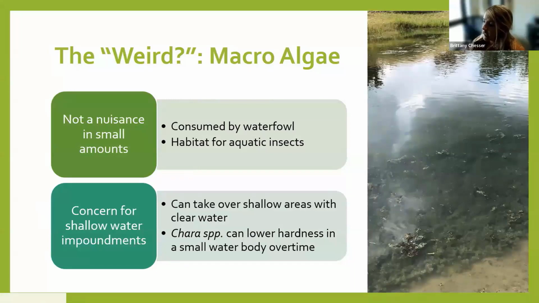Our Chara species can actually lower hardness in a very small water body over time, just because, again, they precipitate calcium out of the water column, which makes up our total hardness. And so this can be detrimental to fish populations, especially our larval fish that need high levels of total hardness and calcium for bone and scale formation. And so it can be detrimental, just like any other type of algae.